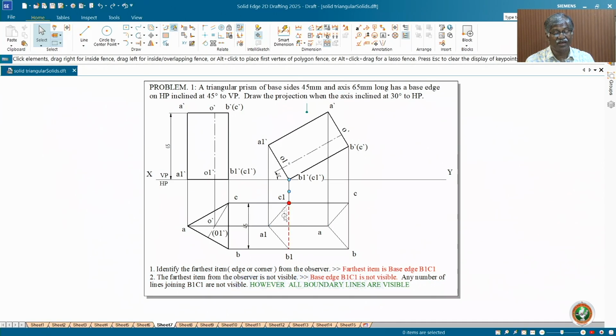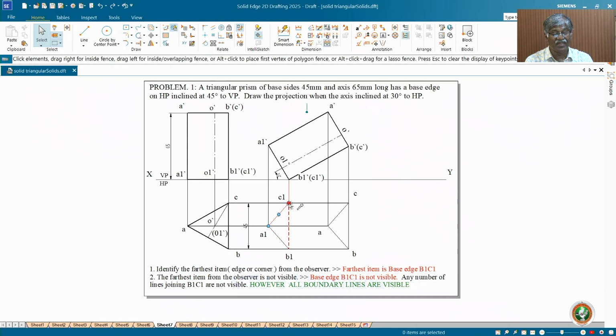The projection is in small letters. That's all. Actually, it's capital B1 C1. The farthest item from the observer is not visible. That's why I made it hidden. Now, any number of lines joining B1 C1 are not visible. A1 B1, A1 C1, C C1, B B1, all are joining, but you should see that all boundary lines are visible. So keep all boundary lines dark.